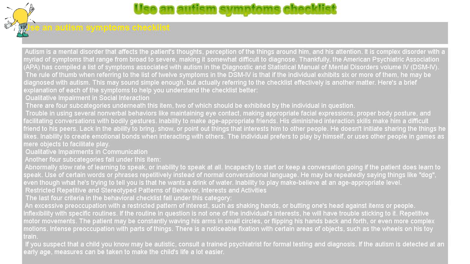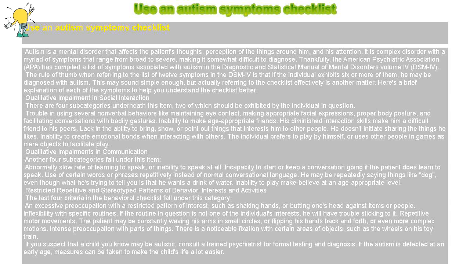Repetitive motor movements. The patient may be constantly waving his arms in small circles, or flipping his hands back and forth, or even more complex motions. Intense preoccupation with parts of things. There is a noticeable fixation with certain areas of objects, such as the wheels on his toy train.